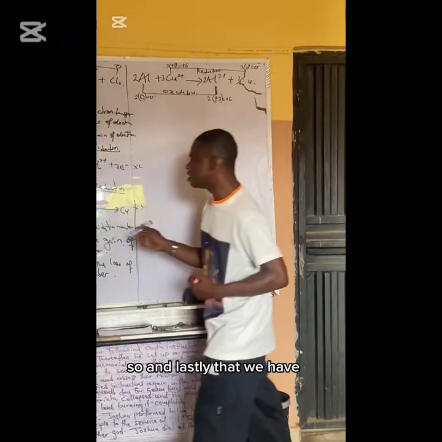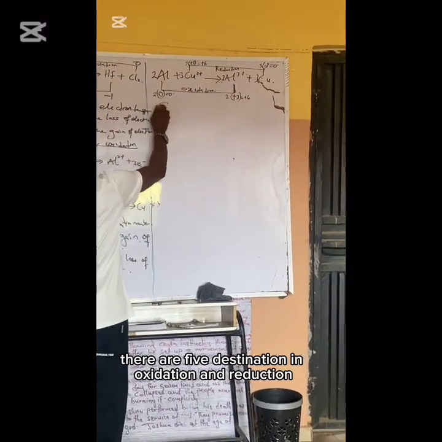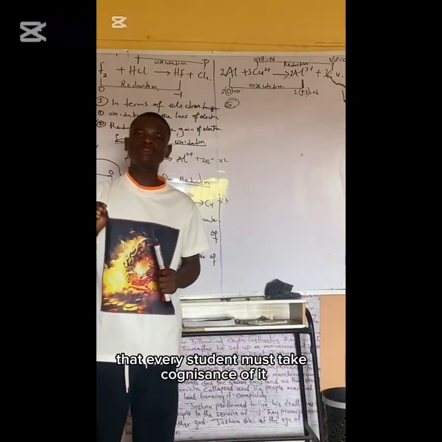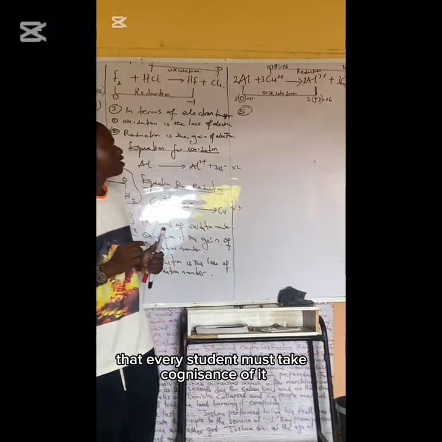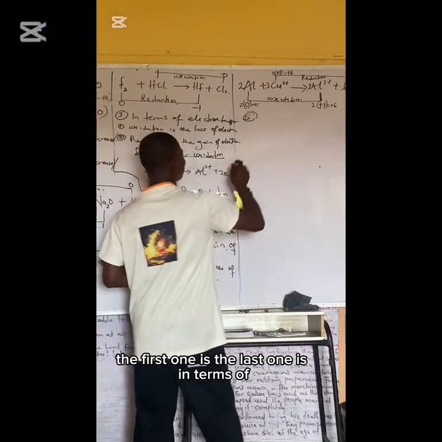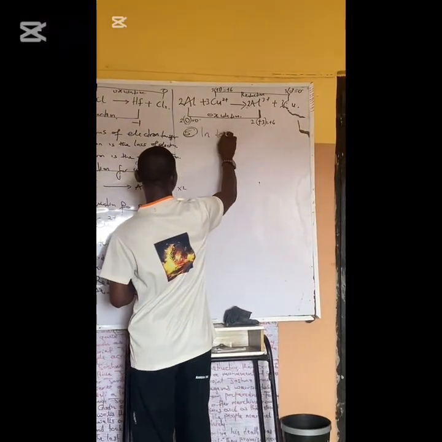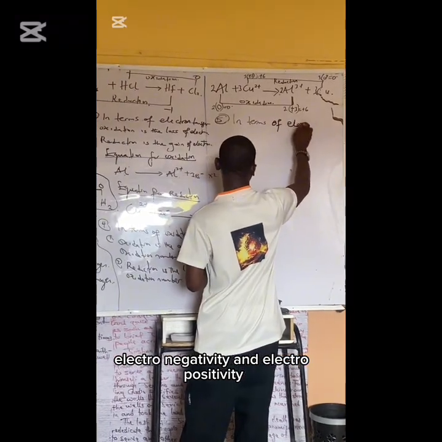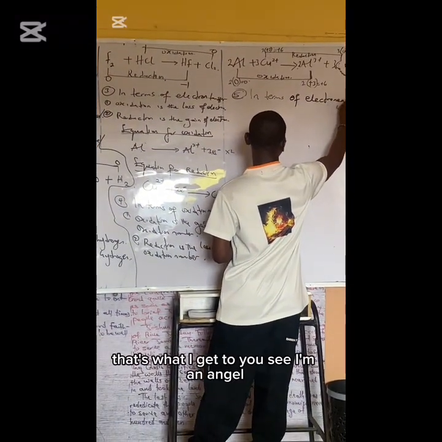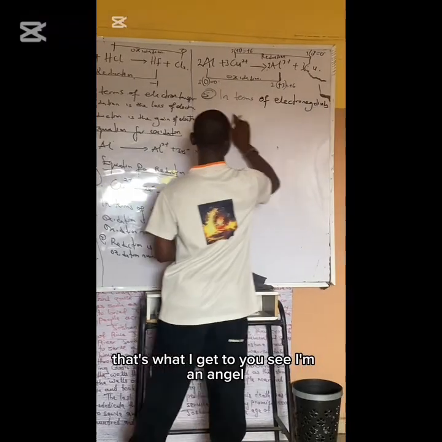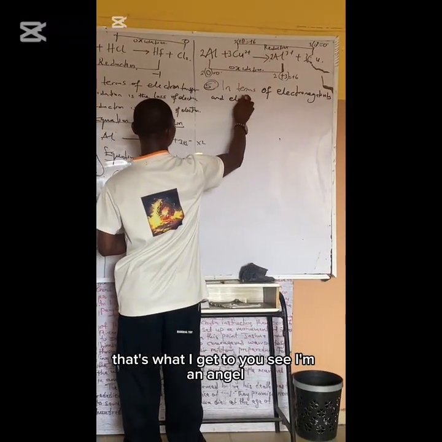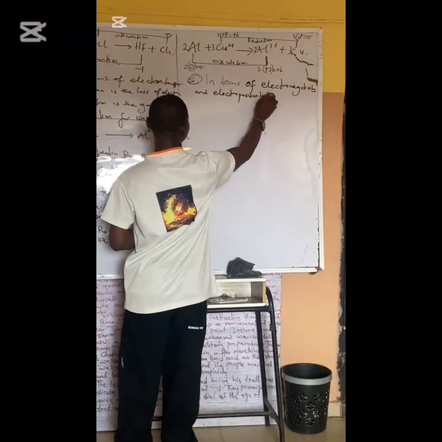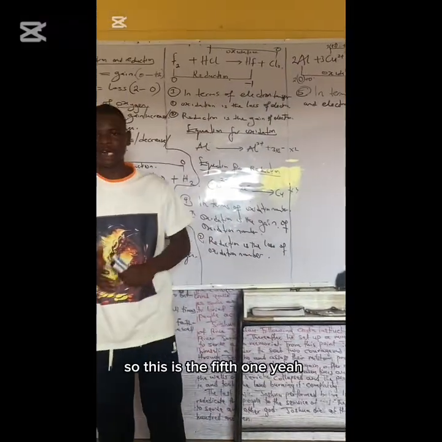So lastly, there are 5 definitions in oxidation and reduction that every student must take cognizance of. The last one is in terms of electronegativity and electropositivity. So this is the 5th one.